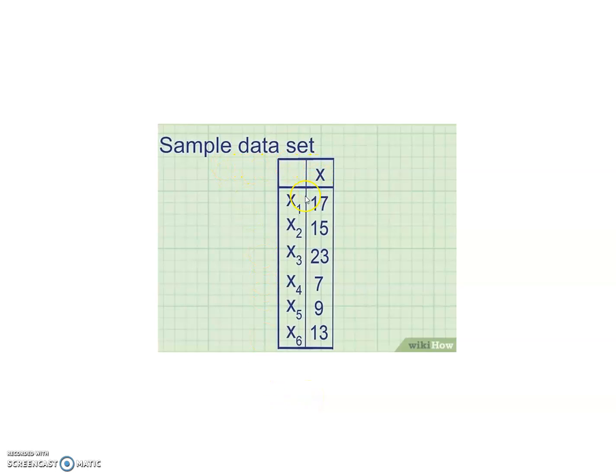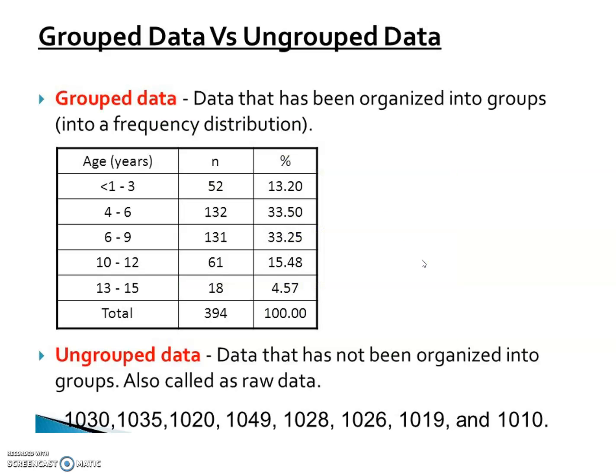Sample of the data set: x1, x2, x3, x4, x5, x6. The values we have to convert are 17, 15, 23, 7, 9, 13, where x1 is 17, x2 is 15, x3 is 23, x4 is 7, x5 is 9, x6 is 13. This is the type of pattern.